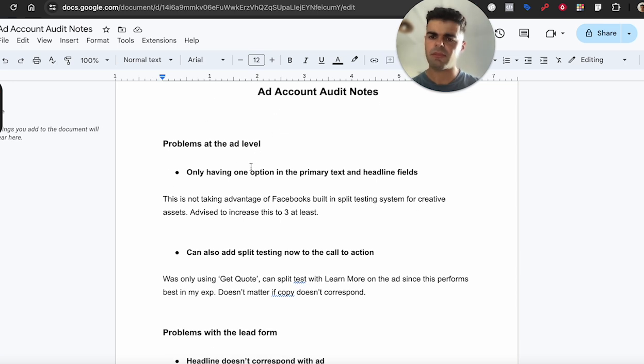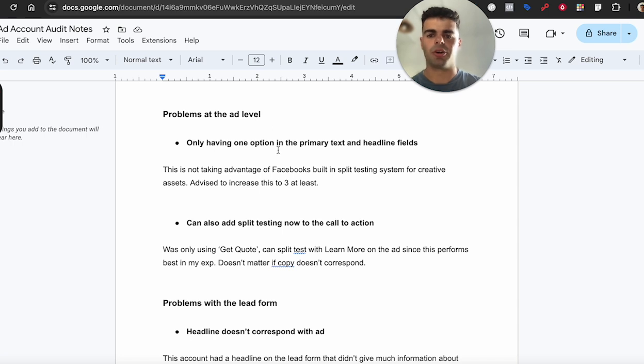So at the ad level, they only had one option in the primary text and the headline fields for each ad. Facebook gives you lots of options because it's basically a built-in split test. Every time that you run an ad, Facebook will run all of the different headlines and all the primary text that you put in. If you're only using one, you're not taking advantage of the built-in split testing system that they give you. So I advise that you increase this to 3 at least.